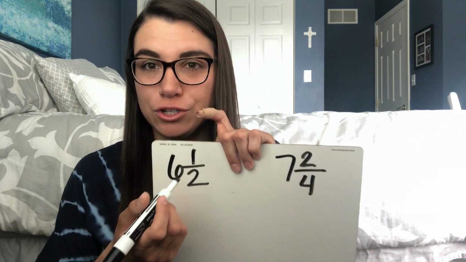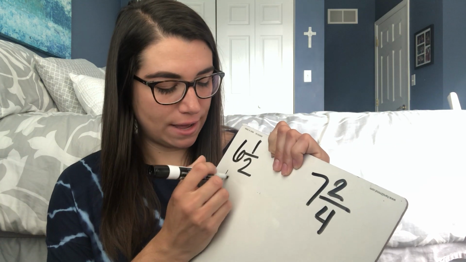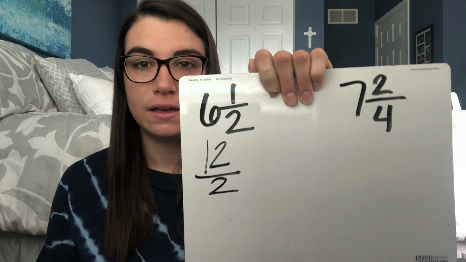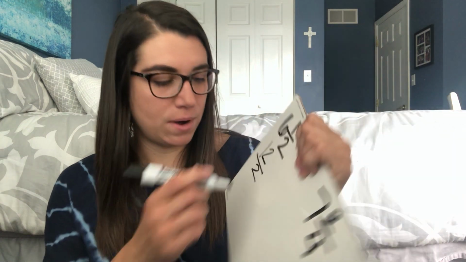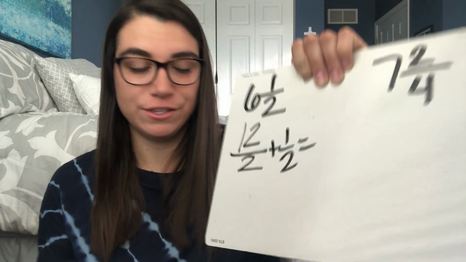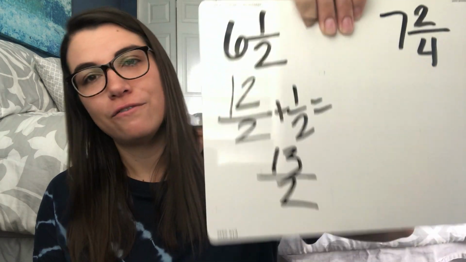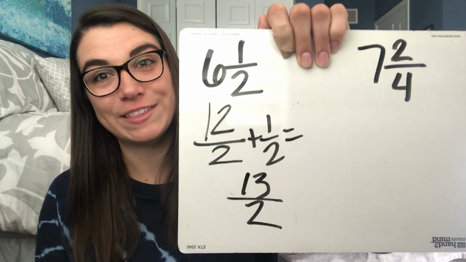All right, now that you're back with me, we're going to go ahead and change these to improper fractions. So how I do it is I take my denominator and I multiply that by my whole number, my outside number. So I'm going to take 2 times 6, and 2 times 6 is 12. So I have 12 halves. And then 12 halves, I need to add in the 1/2 then. So 12 halves plus 1/2 is 13 halves. And that is your improper fraction for 6 and 1/2. So they're the same thing.